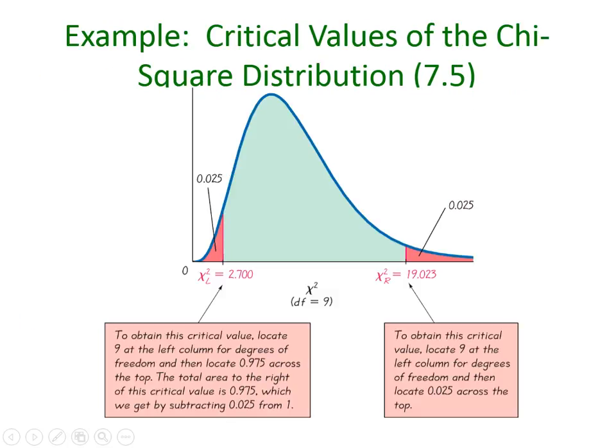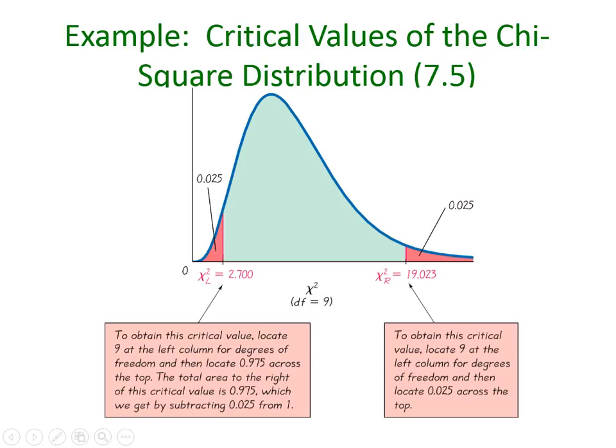Looking at another example, critical values of the chi-squared distribution. It's telling me I have 9 degrees of freedom. What would be the critical chi-squared values that give me 0.025 in each of my two tails? Again, notice it does not have the normal distribution; it is skewed to the right. So I want 0.025 in the left tail and 0.025 in the right tail.